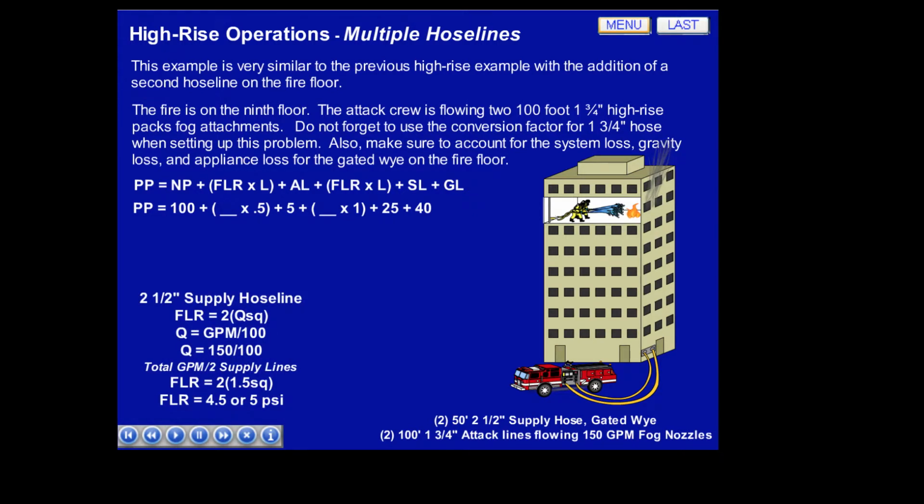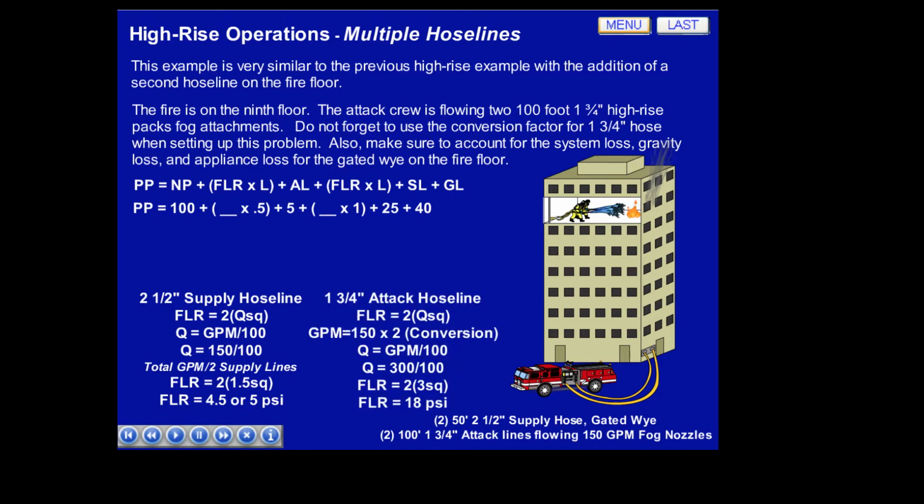First, we'll determine the friction loss rate for the 2.5-inch supply hose line using FLR equals 2Q squared, where Q equals 150 divided by 100, since the total GPM is divided by two supply lines into the FDC. Therefore, FLR equals 2 times 1.5 squared, where the FLR equals 4.5 or 5 psi per 100 feet of hose.